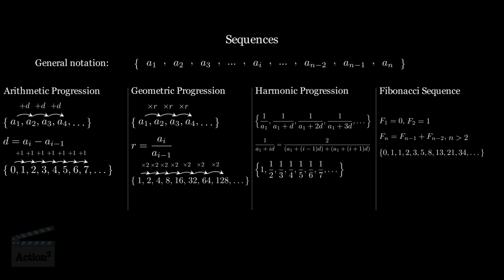Some sources consider the first two terms of the Fibonacci sequence being f1 equals 1 and f2 equals 1. The Fibonacci sequence is related to the irrational number phi equals 1.618, also known as golden ratio, because the ratio between consecutive terms tends to phi when n increases.